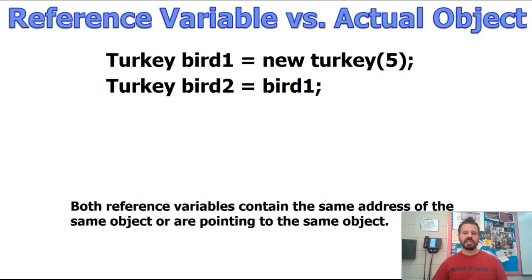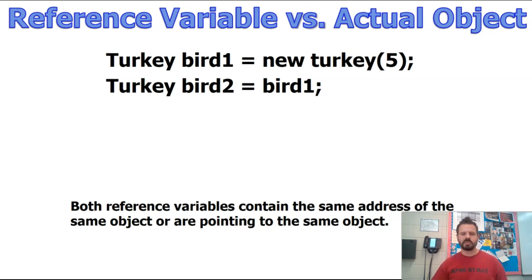All right, now things get a little tricky in Java when you start thinking about the difference between a reference variable and the actual object. So let's take a look at a couple lines of code I have here. First line, turkey bird1 equals new turkey 5. So I'm creating a turkey object with size 5. And in the second line, we're saying turkey bird2 equals bird1.